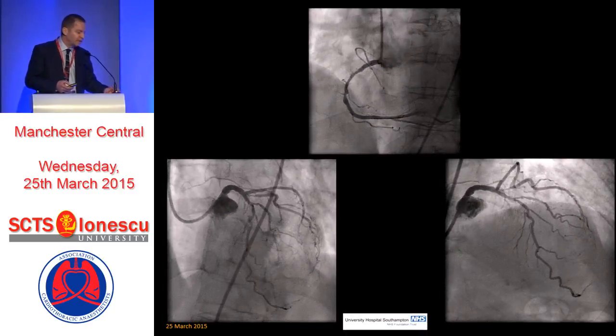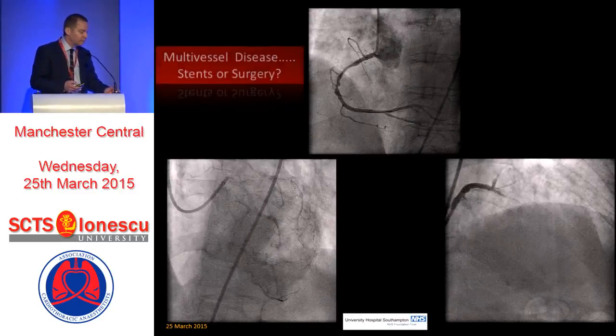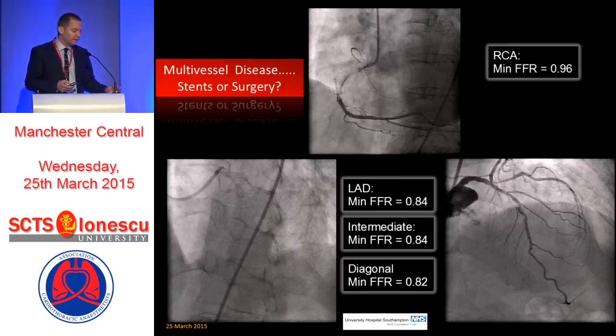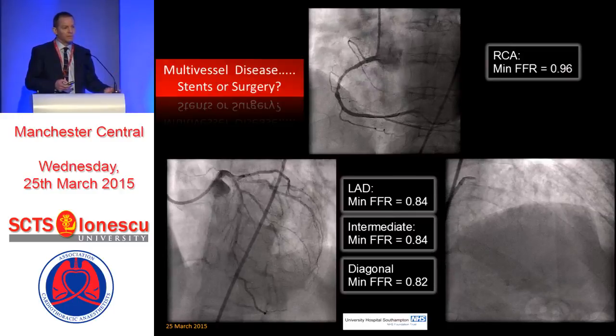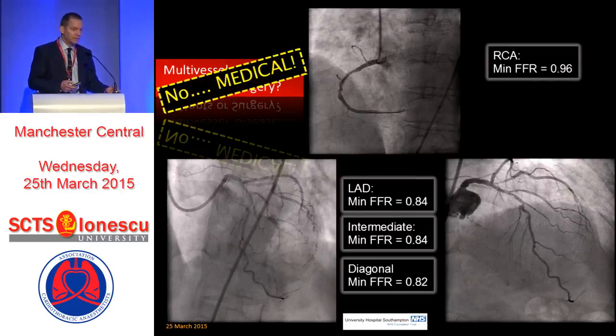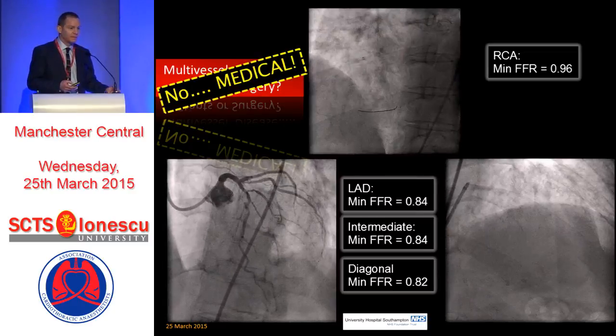So here's our patient again with the 3-vessel disease. And the question was, should they have stents or surgery? Well, quite remarkably, if you look at FFR, the cutoff, incidentally, is 0.8. None of these lesions are ischemic. And the right therapy for this patient is almost certainly optimal medical therapy with nothing.